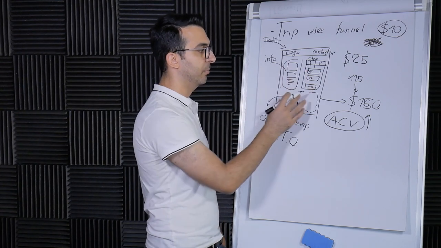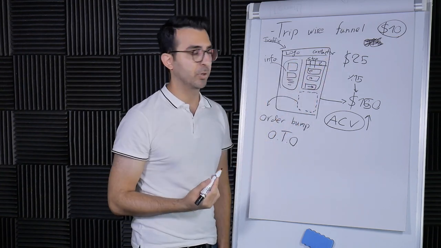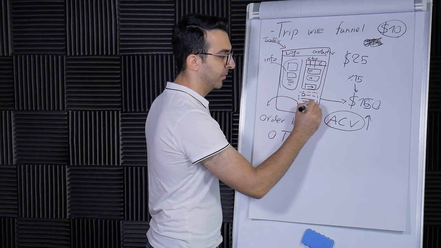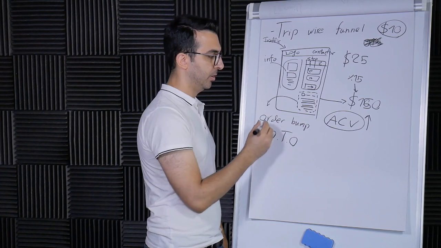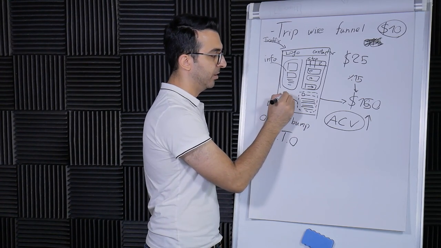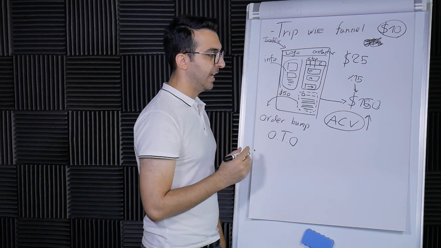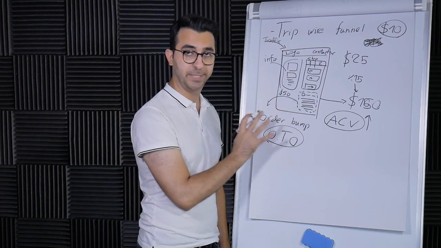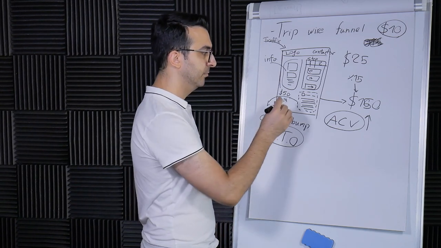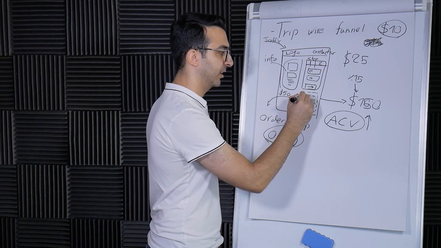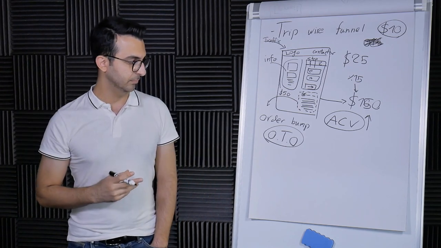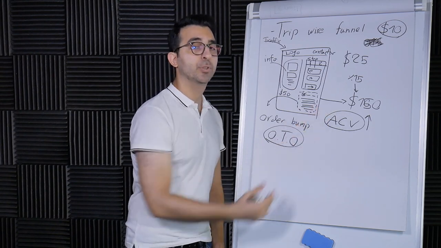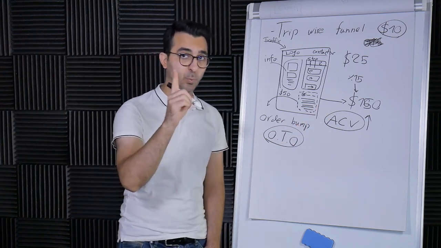So the user comes here, you're going to sell a $10 product, and then here you mention that we have another product which costs, for example, $50, and it is a one time offer only. You can only buy it right now, right here. There's no other place. And all you have to do is check this box. This is how you are going to increase your average cart value. This is one of the ways.